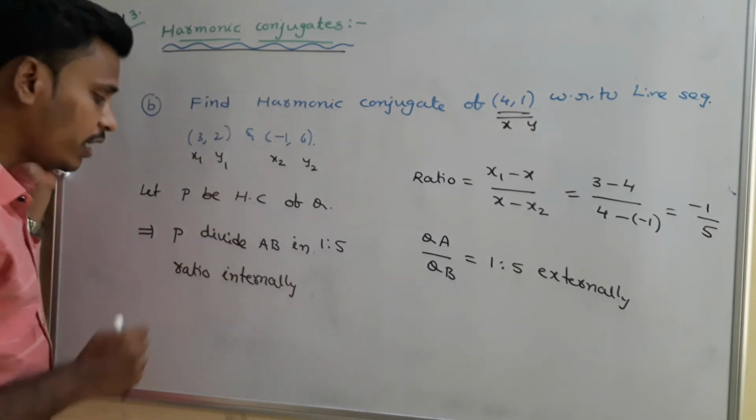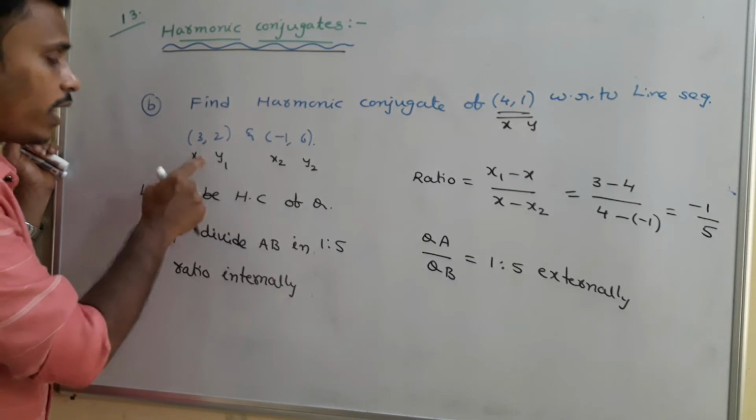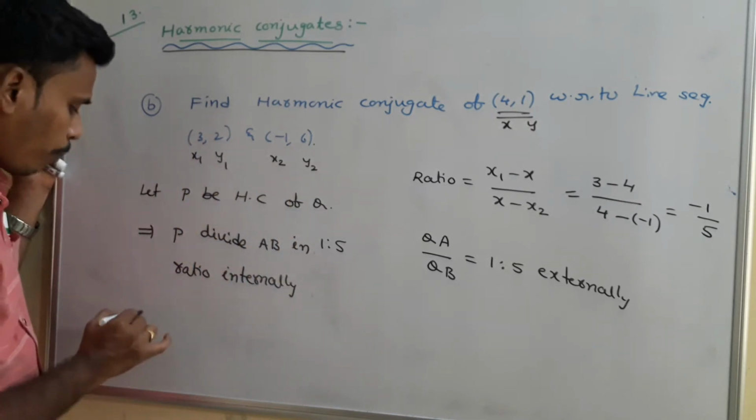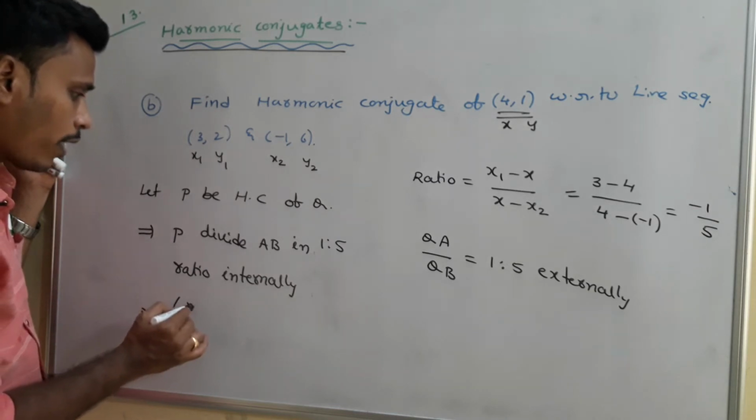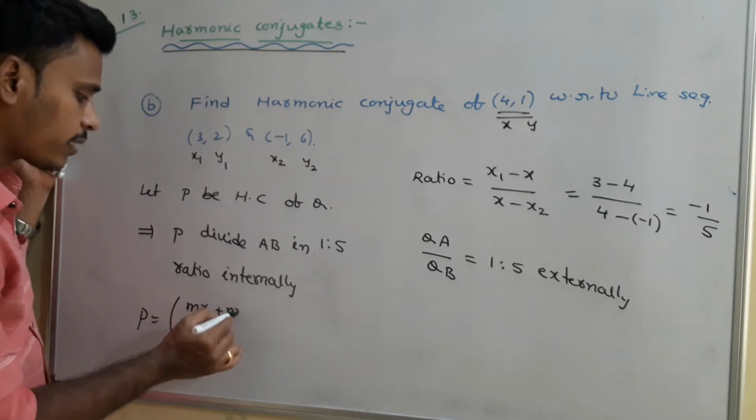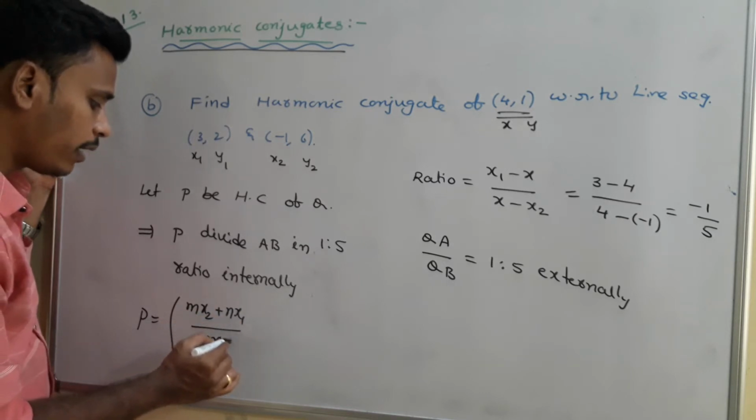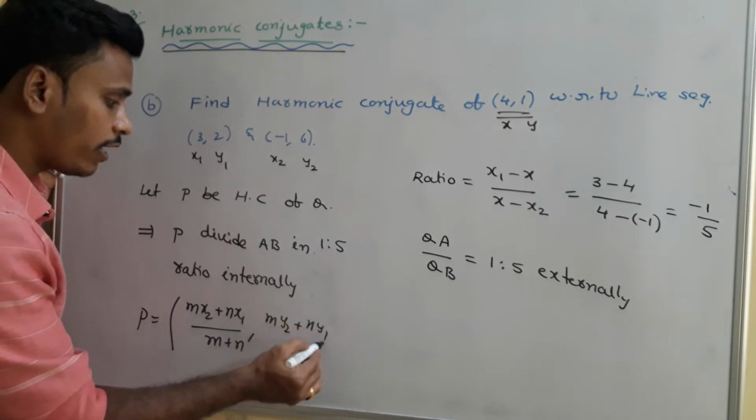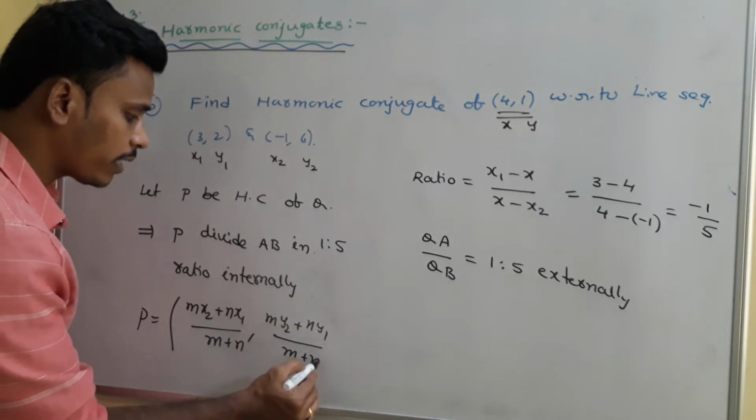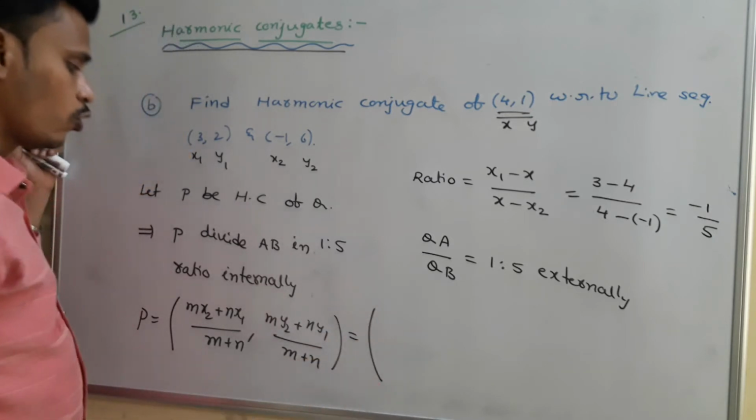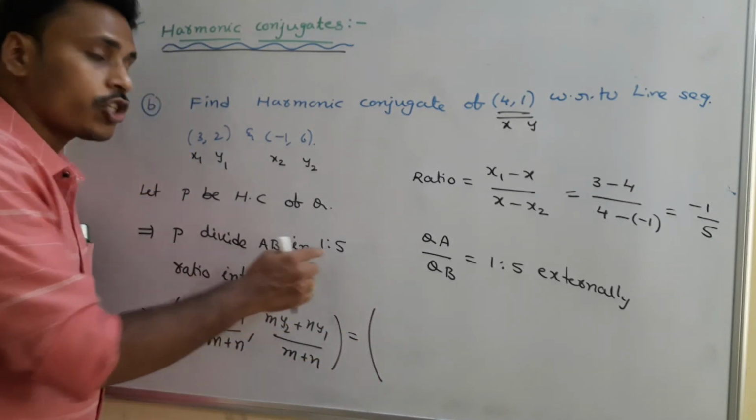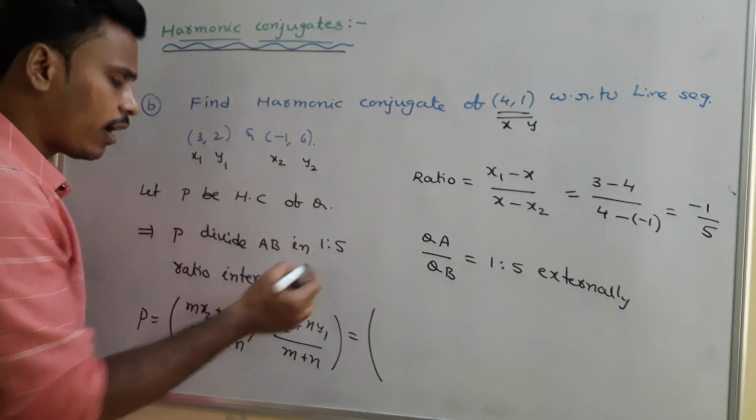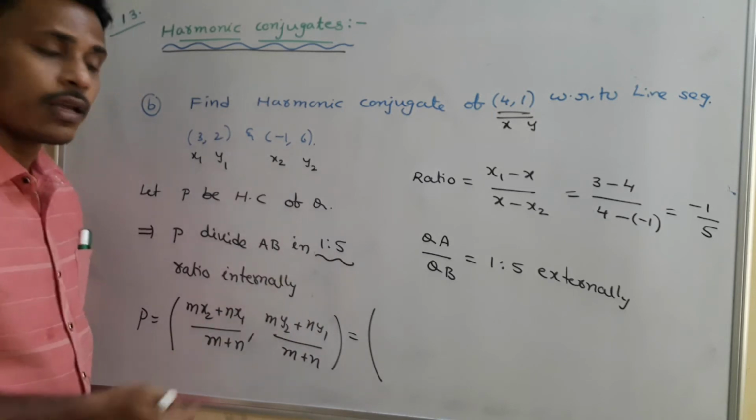So P divides AB in 1:5 ratio internally. A is there, B is there, the ratio we already have. So how to find P? P is equal to, the usual formula is (mx2 plus nx1) divided by (m plus n), comma, (my2 plus ny1) divided by (m plus n). What is m and what is n? This ratio 1:5 gives m and n. This is x1, y1, this is x2, y2. For your convenience, just treat it as m and n.